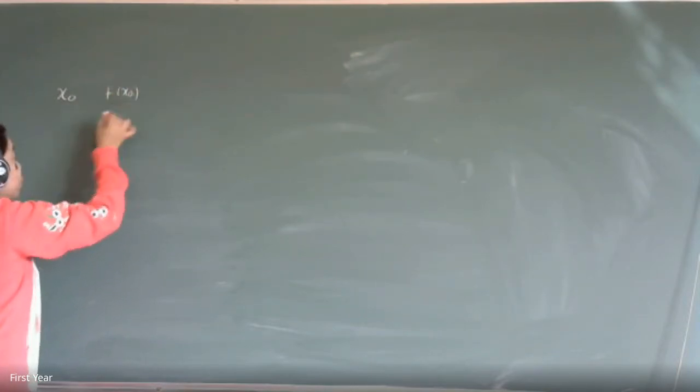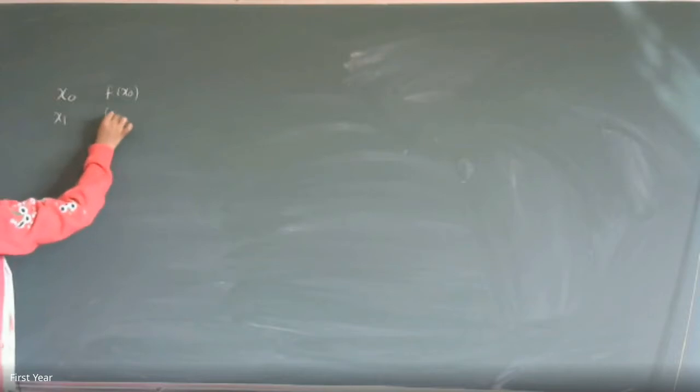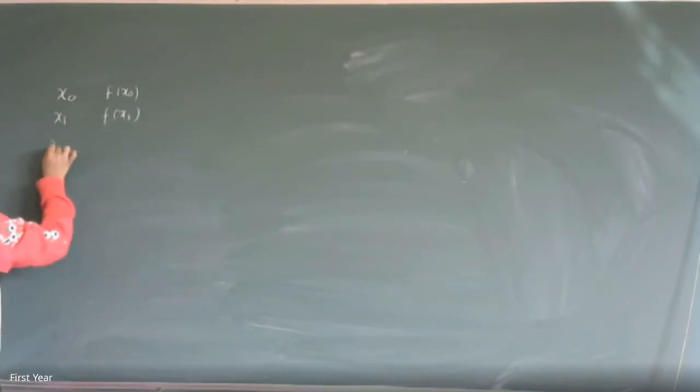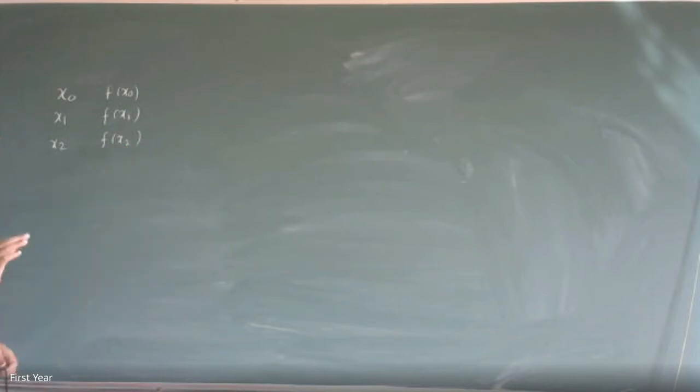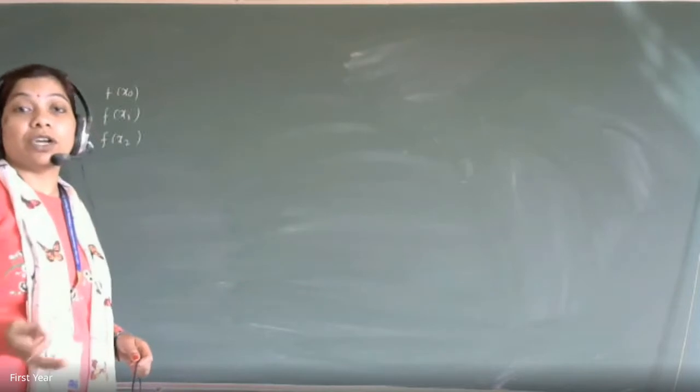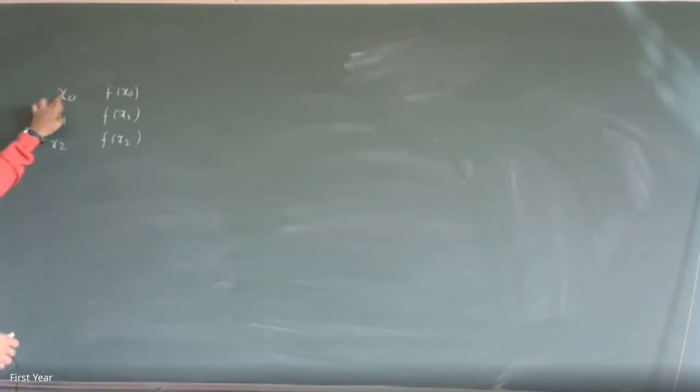Suppose we have got x naught and corresponding to x naught we have f of x. This is one part. Then you have x1, f of x1. Then you have x2, f of x2. This is the data given to you, which is related to the experiment. Maybe it is the current flowing through the circuit at any time t. So you will be given at time t equal to 0, what is the current flow? Then at time equal to 30 seconds, what is the current? 60 seconds, what is the current? Like this, the data will be given.